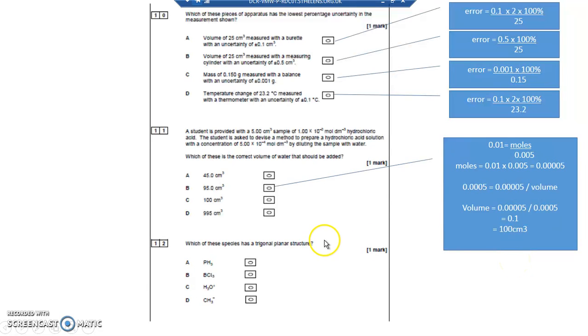Which of these species has a trigonal planar structure? Well, let's work it out. Phosphorus is in group 5, so it's got 5 electrons in its outer shell, with 3 hydrogens, so 3 bonding pairs. That leaves 3 of the electrons bonded. Out of the 5, there are 2 left over, or 1 lone pair. So there's 1 lone pair and 3 bonded pairs.